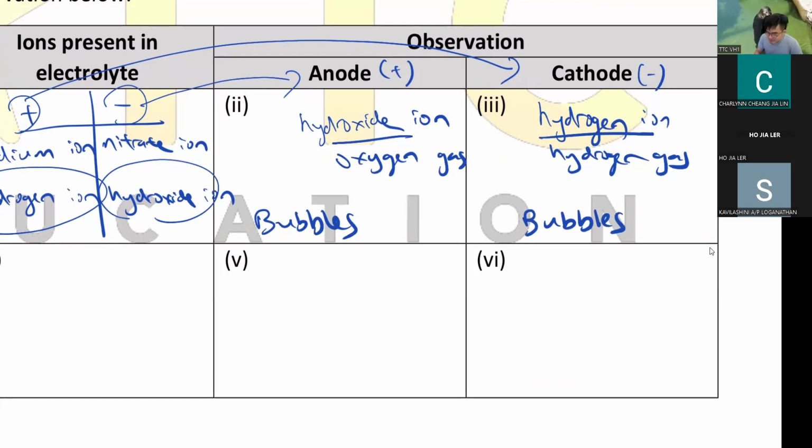That's why, guys, sometimes the difficult part about this chapter is to read the question properly. What do they want? If they ask for the ion, then you give the ion. If they ask for the product, you give the gas. If they ask for the observation, then you need to write what you see. Confusing, isn't it? This is the ion. This is the product. This is the observation. Please kindly understand the difference. Not too difficult, just a bit confusing.